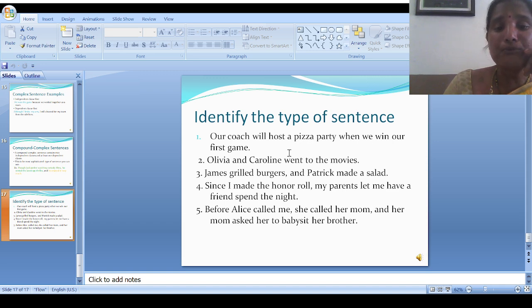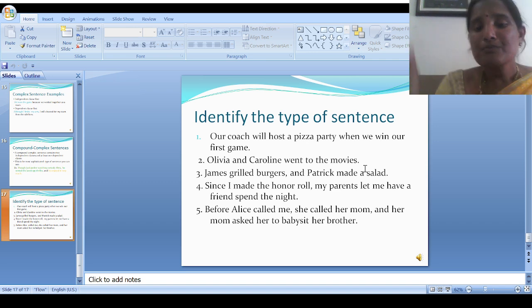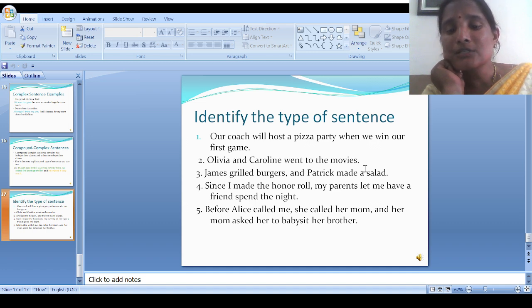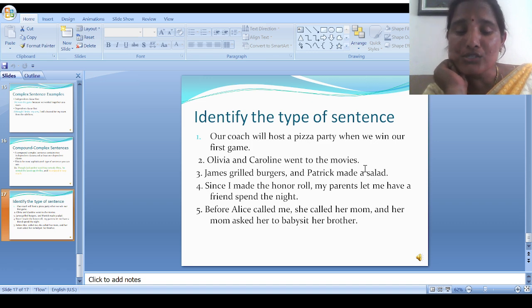Now an example for different sentence types. Olivia and Caroline went to the movies. We can understand this has a compound subject and only one verb, which gives you a simple sentence. James grilled burgers and Patrick made a salad. There are two clauses, where James did something and Patrick did something, joined with a conjunction, and it becomes an example of a compound sentence.